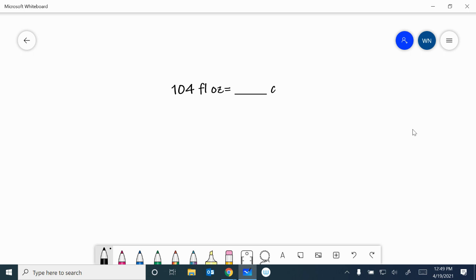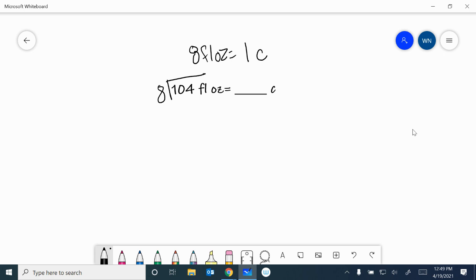104 fluid ounces to cups. So I know there are 8 fluid ounces to 1 cup. So to figure out how many cups is 104 fluid ounces, again, we are going to divide. We're going to see how many times 8 can go into 104. Now, a really important part of realizing whether you're going to divide or multiply is thinking about which is bigger. An ounce is very small. That's why 8 of them can go into 1 cup.